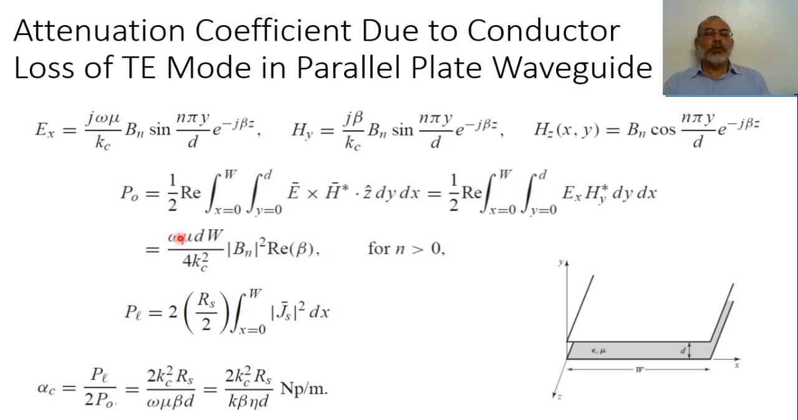Omega mu over kc squared, b squared, and real beta. The integration with respect to x would be w. The integration of sine squared n pi y over d from 0 to d would be d over 2. And already we have 2, so it would be d over 4.